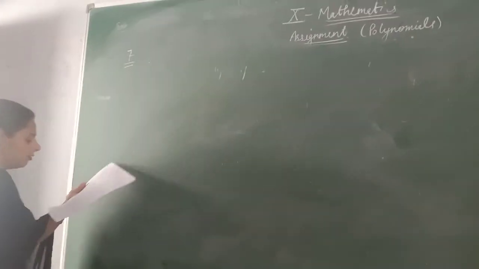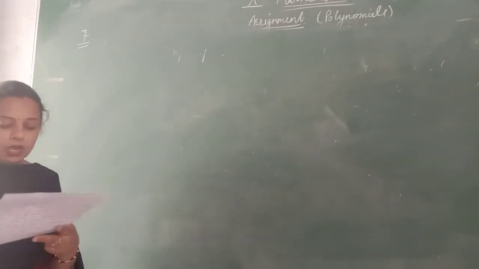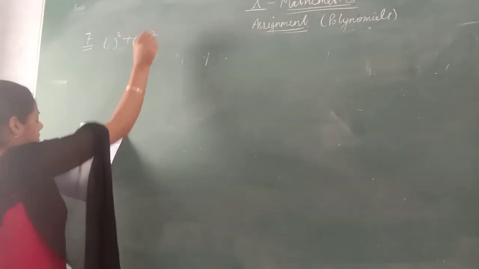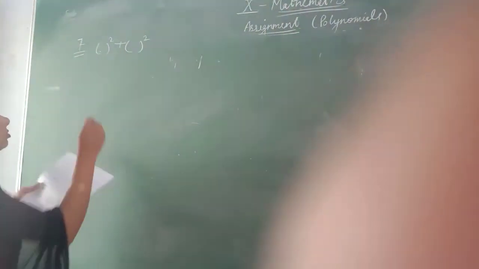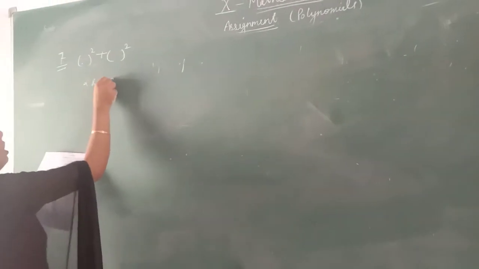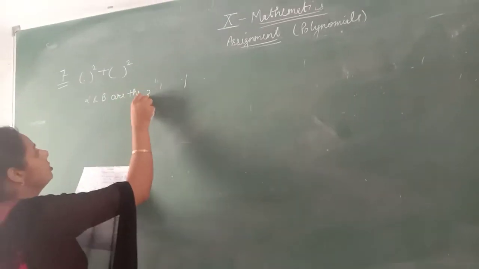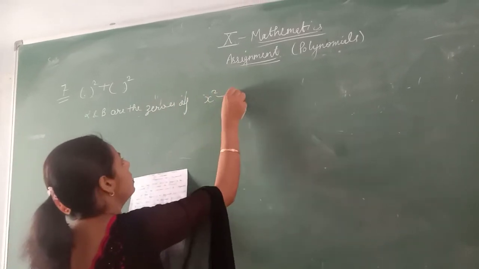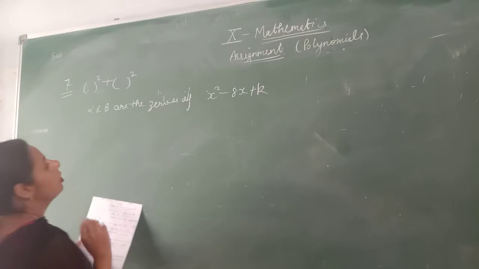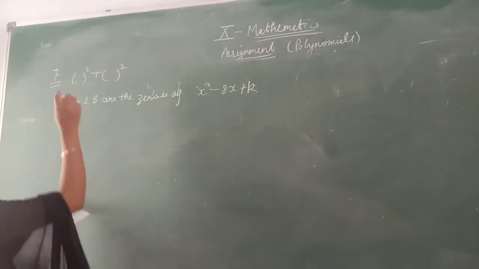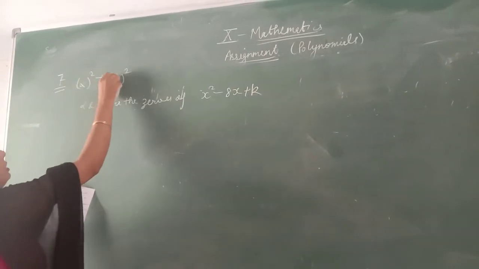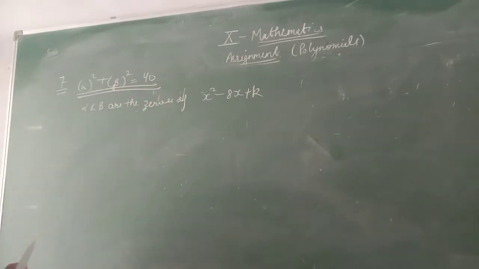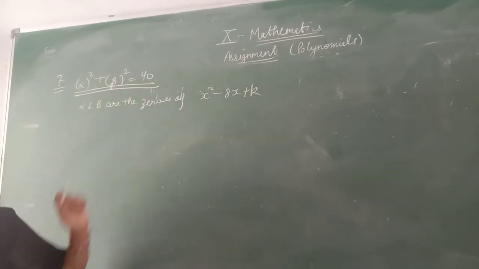In question number 7, the sum of the squares of the zeros is given. And what are the zeros? Alpha and beta are the zeros of the quadratic polynomial x square minus 8x plus k. This is the quadratic polynomial that is given to us. The sum of their squares, that is alpha square plus beta square, is equal to 40. This is your given statement.